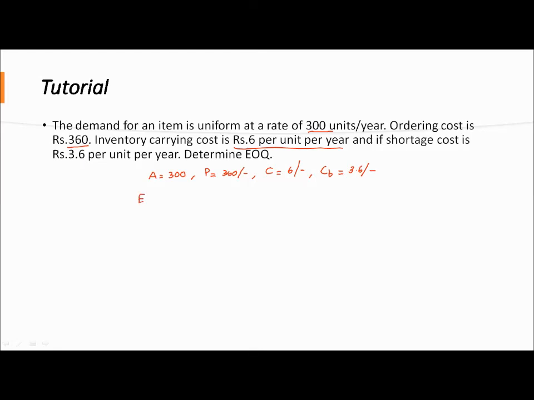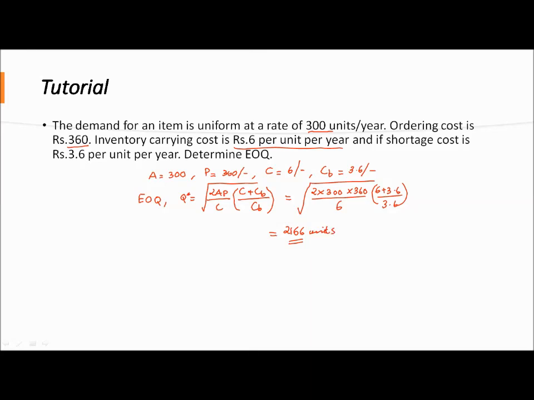So this is direct substitution. So EOQ, Q star, is equal to the square root of 2AP divided by C into C plus CB divided by CB. You can find out the value from this equation. The value of A was 300, the value of P is 360, C plus CB is 6 plus 3.6, divided by 3.6. So you can find out the value, and the value comes to be something around 216.6 units.